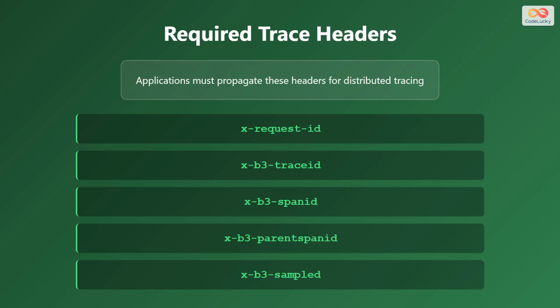The x-b3-parentspanid header links the current span to its parent span, establishing the hierarchy. Finally, the x-b3-sampled header indicates whether this trace should be sampled and recorded. While Envoy proxies automatically generate and propagate these headers between proxies, your application code must forward these headers when making outbound requests to other services to maintain the complete trace chain.